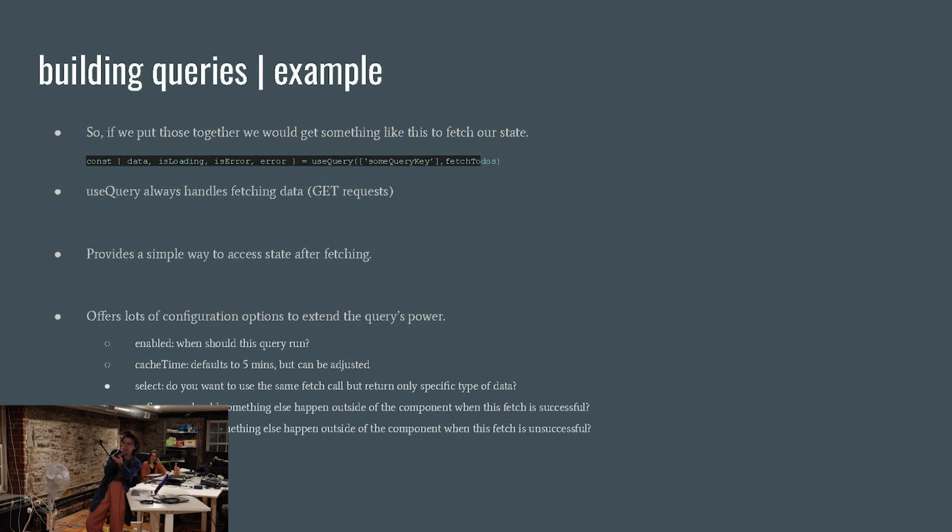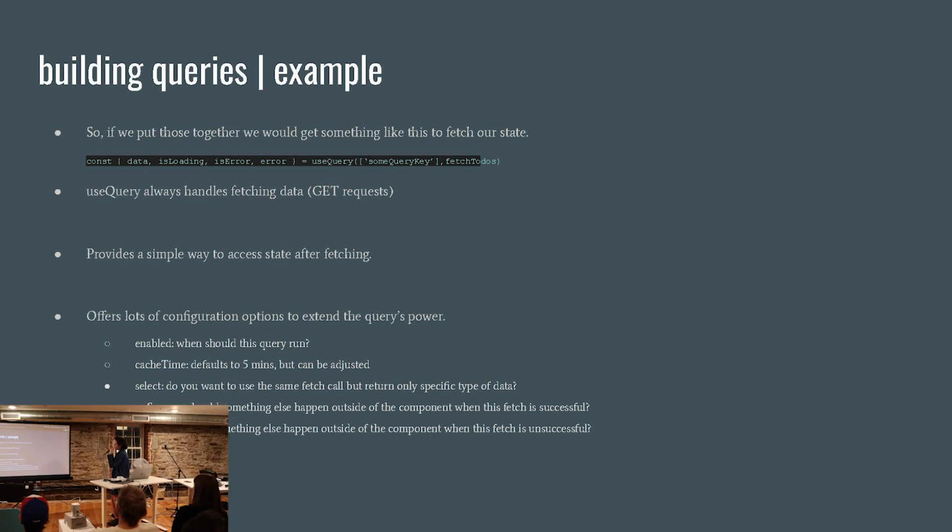So yeah, if we put these all together, we would get the parameters, what gets returned on the left-hand side. So we have our data, is loading, is error, and the actual error object, and then equals useQuery, some query key, and then our query function. useQuery always handles fetching data.